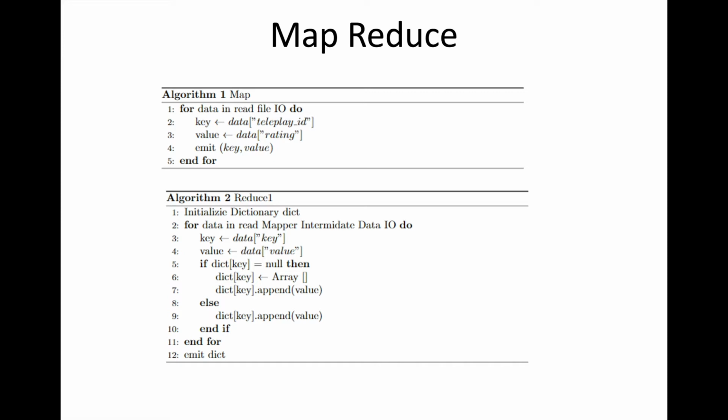Therefore, after the reducer processes all these results, we can use the average function in Python to calculate the array's average value. And that is how we do the reducer. Using the MapReduce function, we can easily calculate the average rating for all the teleplays.